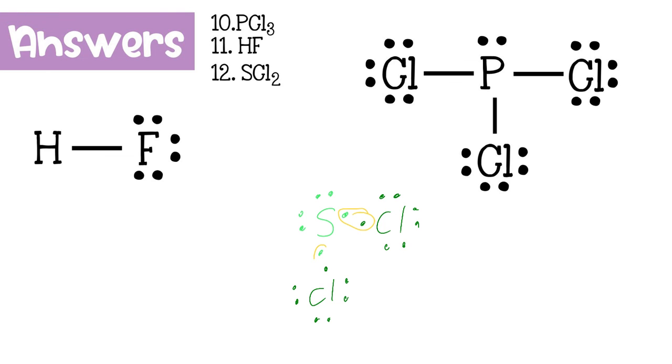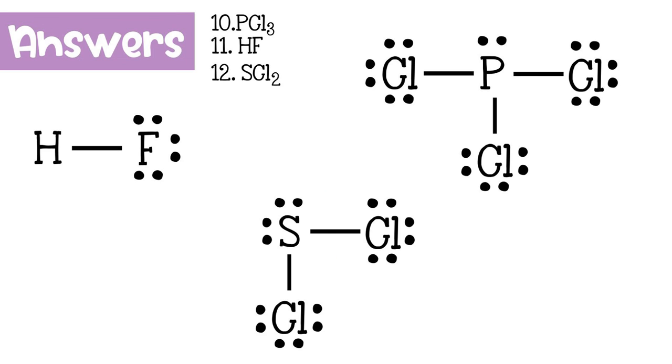Then same thing on the other chlorine, and now we have a total of 1, 2, 3, 4, 5, 6 plus 2 for the bond is 8 on chlorine, and 1, 2, 3, 4 plus 2 for this bond and 2 for that bond is 8 on sulfur. So sulfur has a complete octet, and so does the other chlorine.